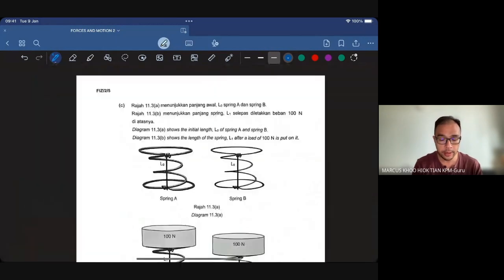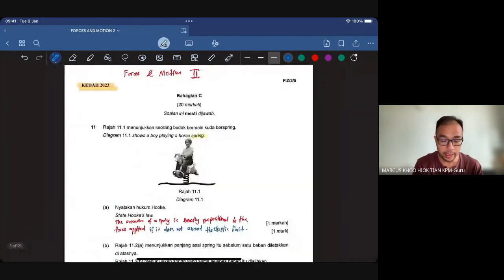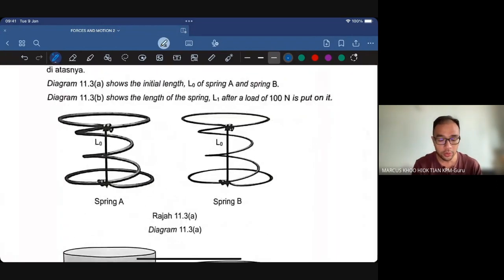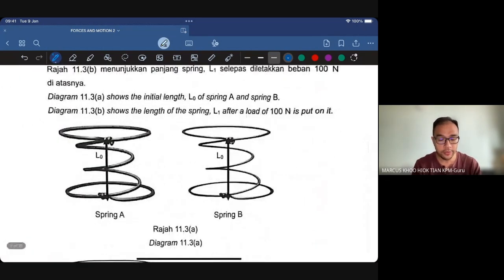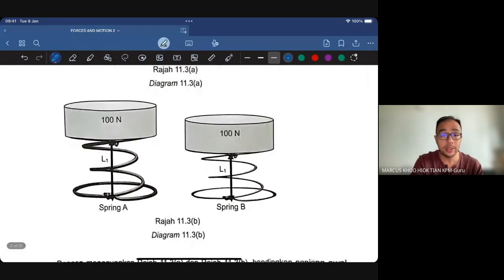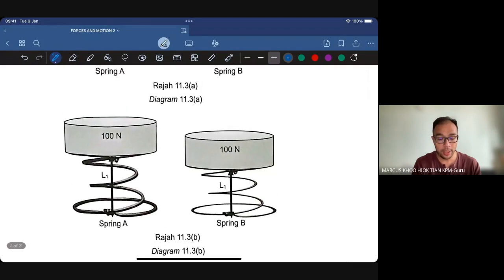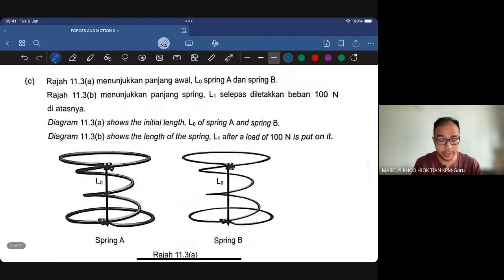Okay, sorry, for those of you who just entered, we're at the Kedah 2023 paper for forces and motion 2. This is the first question, so not to worry. 11.3 shows the two conditions over here. 11.3a is the initial length of A and B. 11.3b shows you what happens to the spring after it is put under 100 Newton. Notice the condition of the spring, etc.